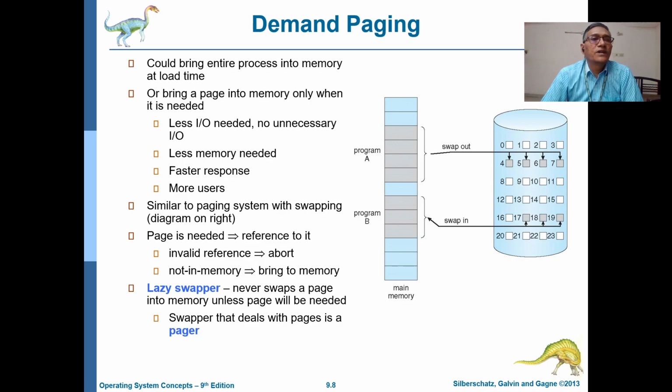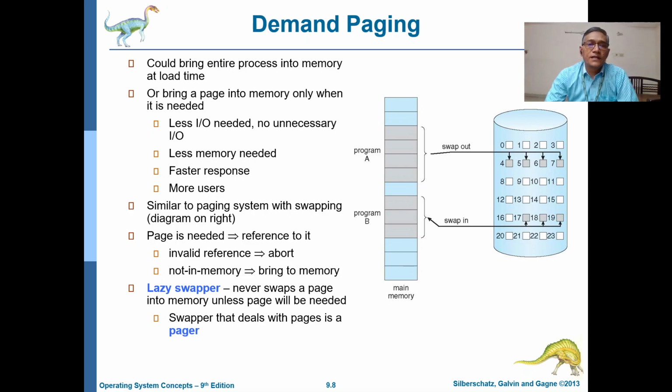Concept of demand paging. Rather than bringing the entire process into memory at load time, that is the basic concept, a page is brought into memory only when it is needed. Only when it is going to be utilized is the corresponding user process loaded into memory. So less IO is needed, no unnecessary IO, less memory is needed, with faster response and more users. This is similar to a paging system with swapping.